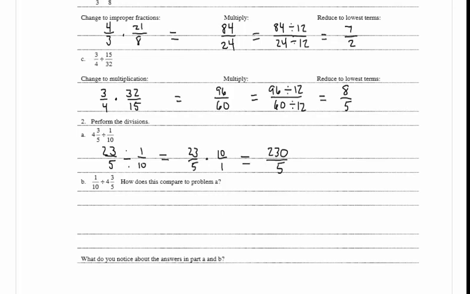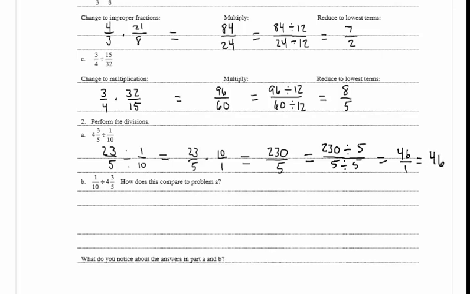And if we wanted to write this in lowest terms, 230 and 5 are both divisible by 5. So we could say 230 divided by 5 over 5 divided by 5 is equal to 46 divided by 1, or 46.